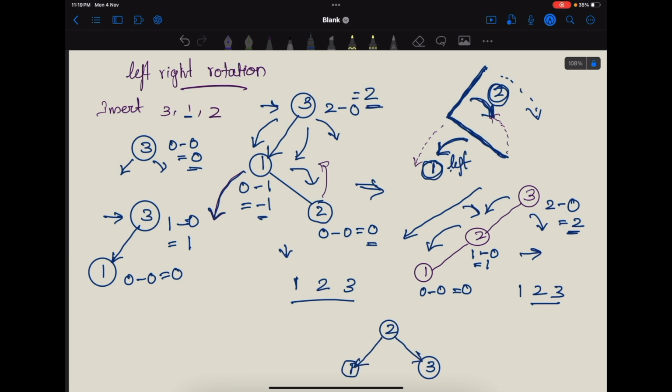So now I have to take the balance factor. 0 minus 0 equal to 0. 0 minus 0 equal to 0 and 1 minus 1 equal to 0. The tree gets balanced. So this is the way the left hand side rotations take place.